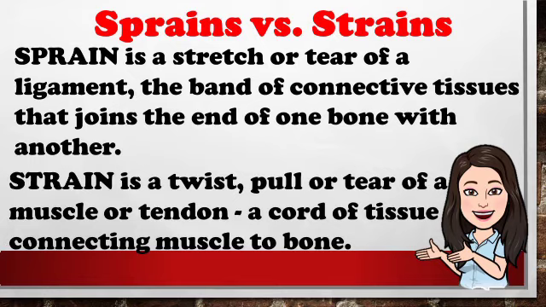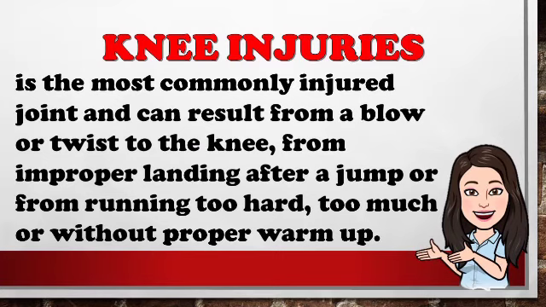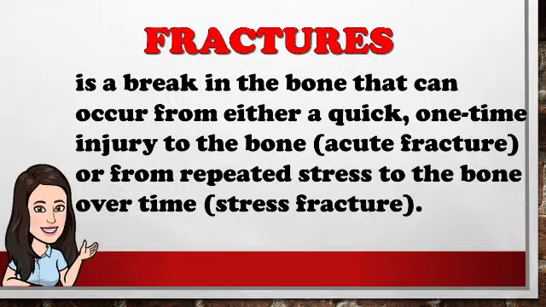connecting muscle to bone. Knee injuries is the most commonly injured joint and can result from a blow or twist to the knee, from improper landing after a jump, or from running too hard, too much, or without proper warm-up. Fractures is a break in the bone that can occur from either a quick one-time injury to the bone, acute fracture, or from repeated stress to the bone over time, or stress fracture.